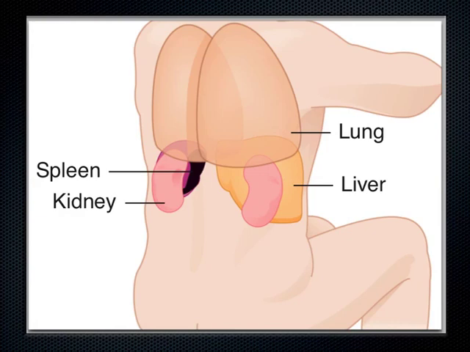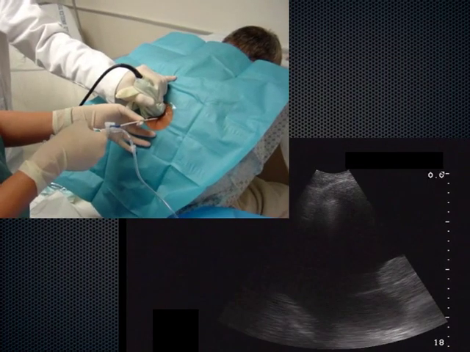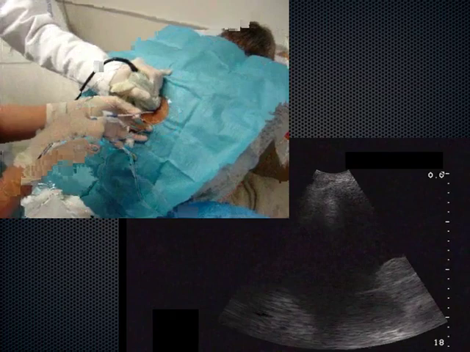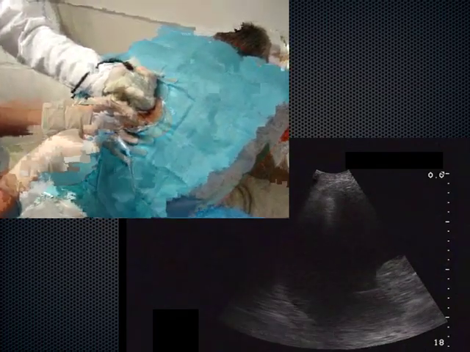Just gives you an idea. Okay. See my needle. All right, we got your needle here.